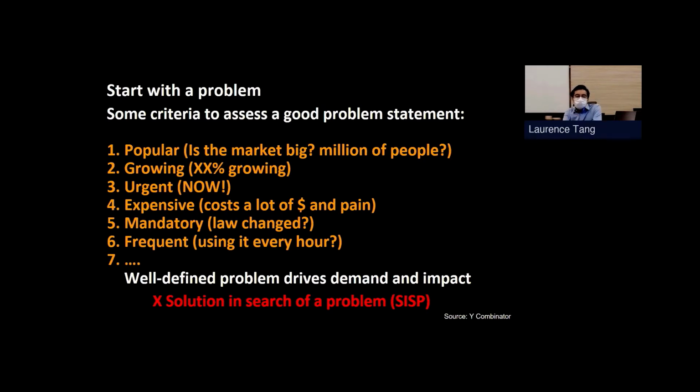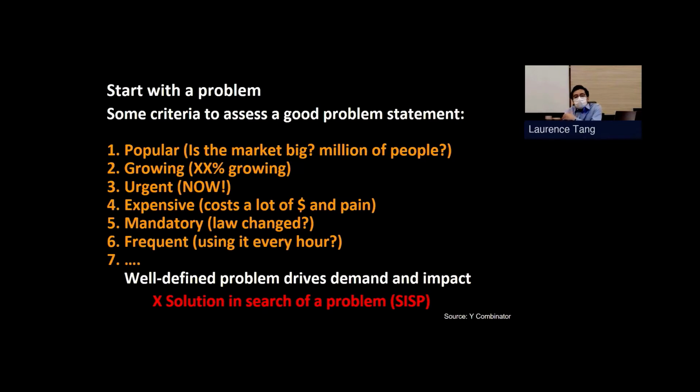And the sixth one, frequent, like this is more on the customer base. I think it's like Uber. People will be using Uber when they need a taxi, so they will use it frequently. But your problem or the things you want to tackle, it will be better if it's a frequent problem, so the demand will be higher. So a well-defined problem can drive demand and impact easier.